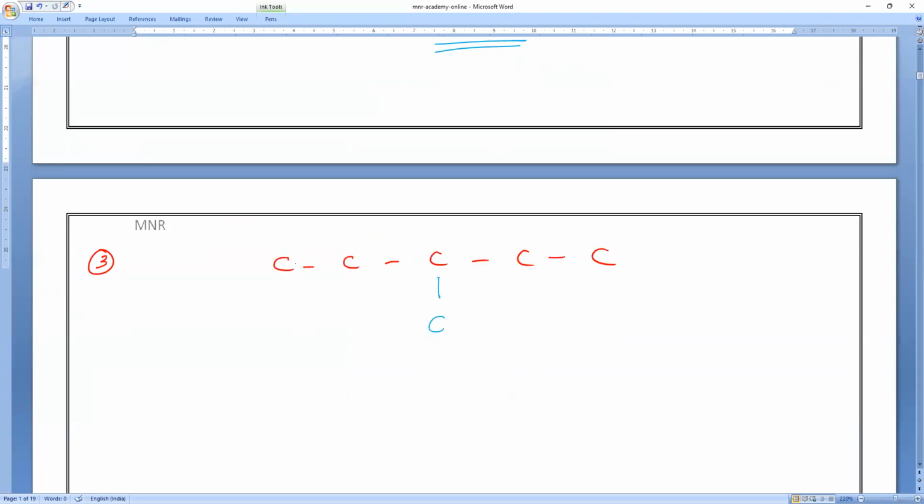So tell me now, first carbon, how many hydrogens? 3 hydrogens, CH3. Second carbon, CH2. Third carbon, 3 branches are already over, so CH, one hydrogen, and here again CH3. And here, how much? 2 over, CH2, and the last one is CH3.